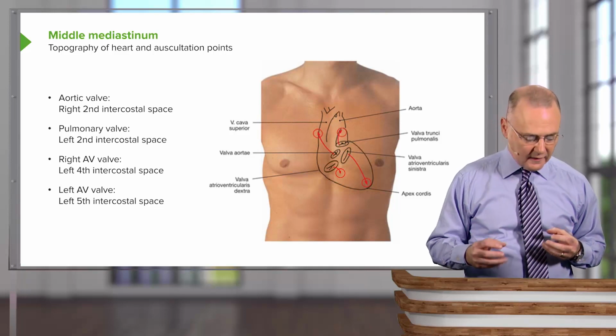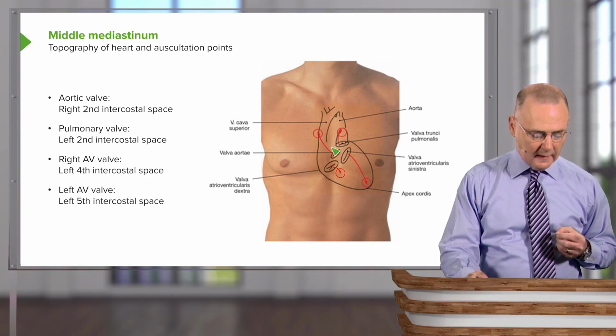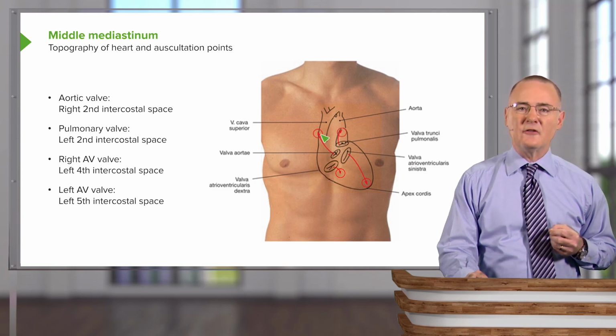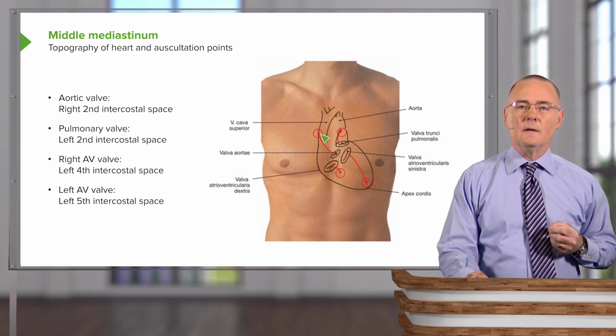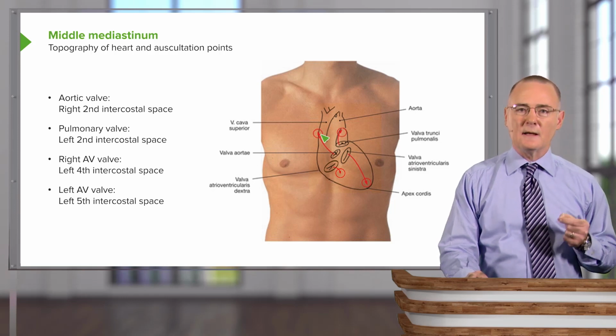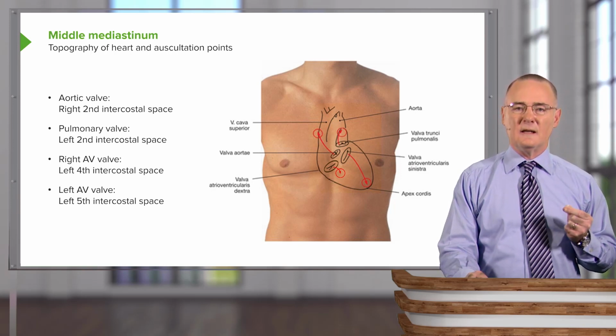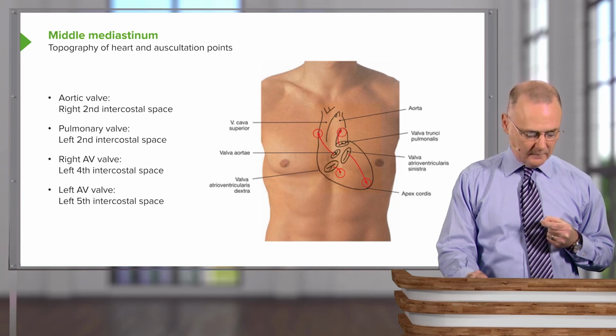And so if we take a look here, we have the aortic valve being depicted here, and note the vector of blood ejection going up into the right side of the body. This is then the optimal location to pick up the sounds that emanate from the aortic valve, and this area is in the right second intercostal space.